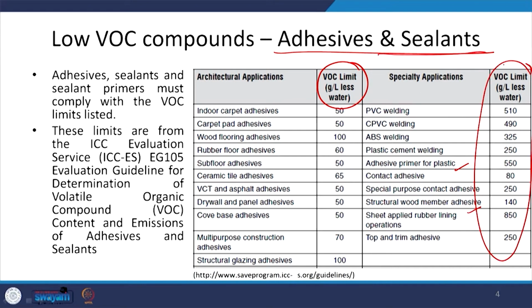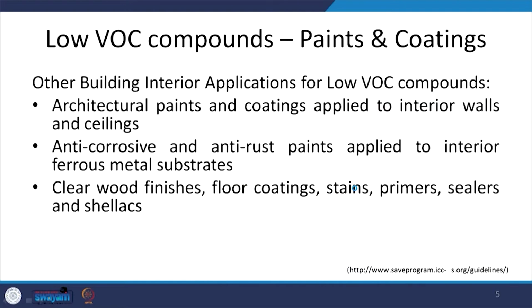When we go on to select a particular adhesive or sealant, we check the manufacturer's label, and from there we can find out the VOC content of that particular product and choose a product which has VOC less than the specified limit.